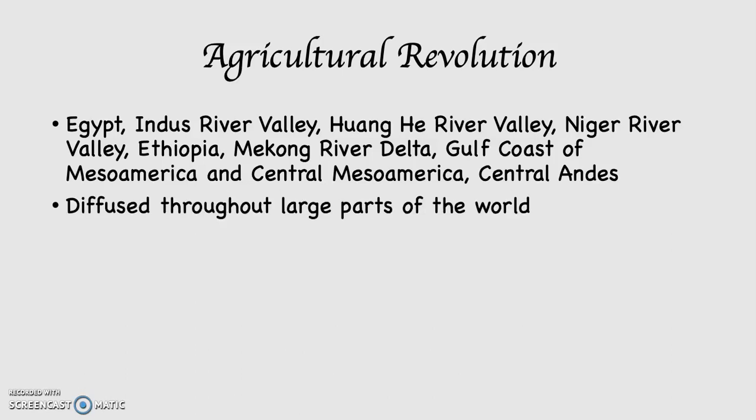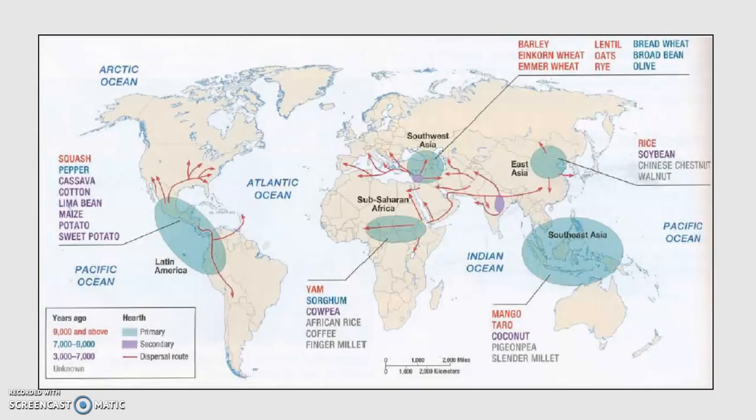Then the products that came from those areas and the agricultural know-how diffused throughout large parts of the world. If you take a quick look at this map, you can see in the blue the major original agricultural hearths. But there were lots of other smaller places where things were being developed as well.